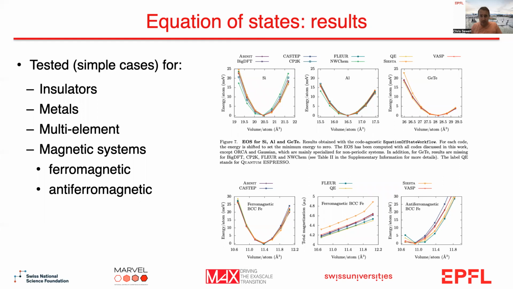As I'll mention next, we're now in the process of making a more stringent set of validations using a range of oxides. What we did here was just to pick one example per category: an insulator, a metal, a more complex crystal, and a magnetic system. These are the results you get then for all the different codes. And as you see, they're maybe not perfect, but already in very good agreement.